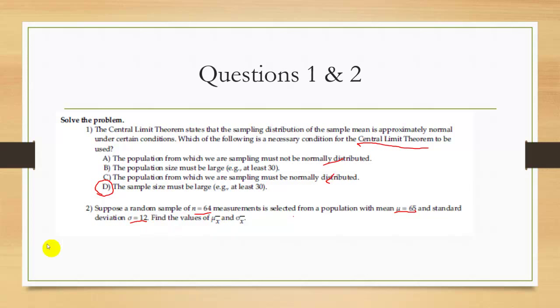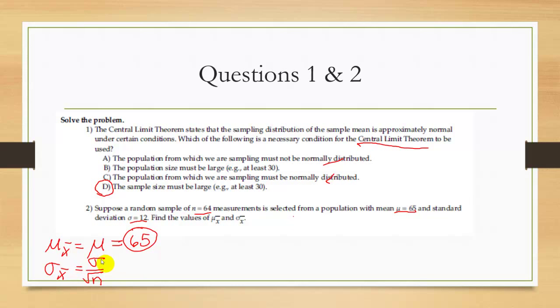So mu x bar, remember, is just the mean of the sampling distribution. And sigma x bar, which we also call the standard error, is the standard deviation of the sampling distribution of x bar. So just to recall, mu x bar was equal to the population mean, and sigma x bar, or the standard error, was sigma over the square root of n. So let's use these formulas. In the story, mu is 65, so mu x bar must be 65.